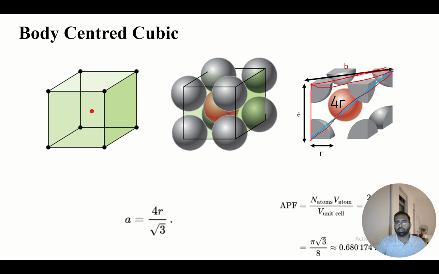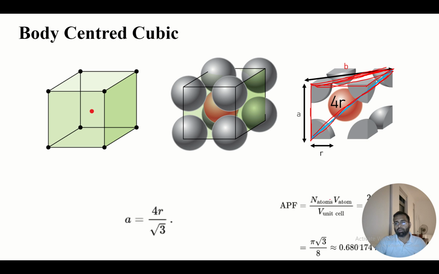So to calculate this, you already have this one A, and then you have this one. So you will get this, and with the help of this, you already have this, and you already have this, and then you can use the trigonometry, and you will get the A equal to 4R by under root 3. So now you got the relation between A and R.